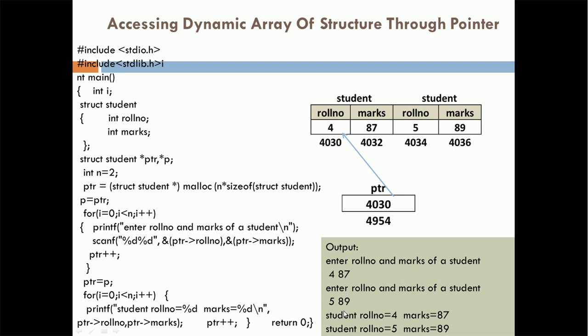After writing 5 and 89 on the screen, the value of ptr because of ptr++ will be 4038. So for the value of i equals 0 and 1, this loop will be executed, and the values for roll number and marks for both the array elements will be printed on the screen. So this is a way through which we can access an array of structures using a pointer. And here we have created the array of structures dynamically. That means when the program is executed, this array of structures will be created. It will not be created at the time of compilation.